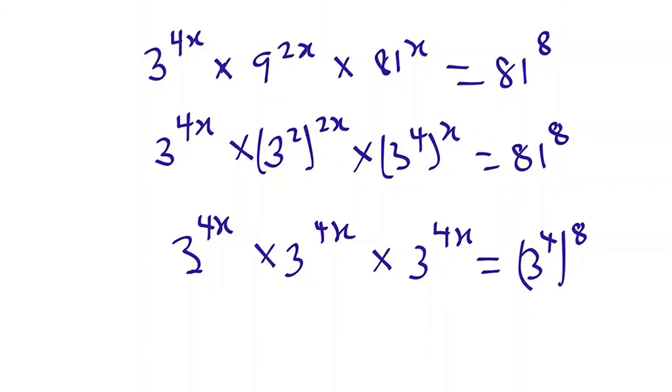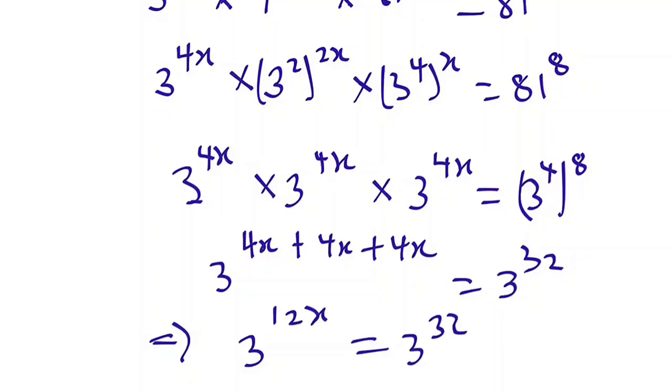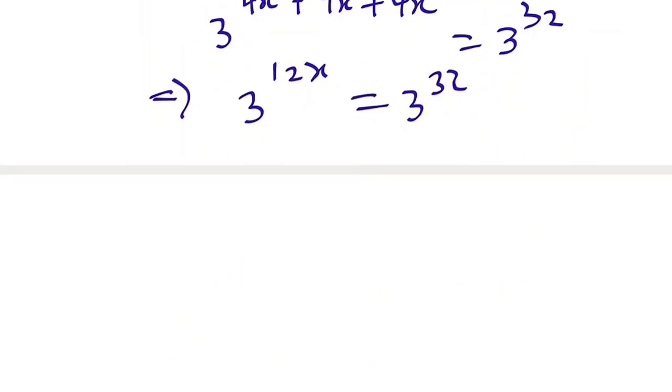So now here we're going to have 4x plus 4x plus 4x from the law of indices, which equals 3 to the power of 4 times 8, that is 32. So for the fact that you have 4x plus 4x plus 4x, that will give us 12x, which equals 3 to the power of 32. Now moving on, we equate the powers, so 12x will be equals to 32.